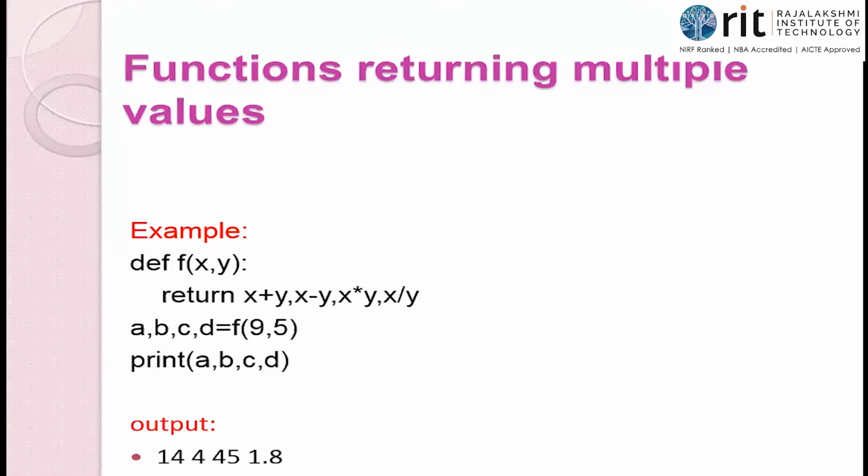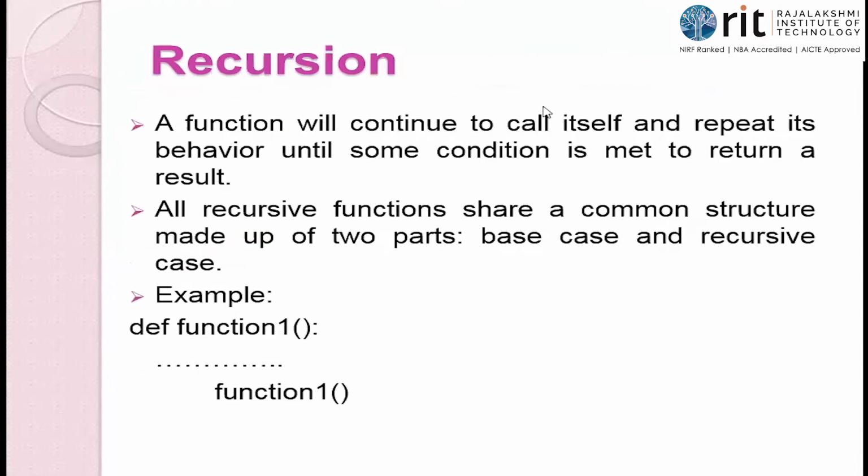And I've already told swapping of 2 numbers is possible. Directly I can interchange the 2 values without having the temporary variable. So these are possible in Python. The next one is recursion.